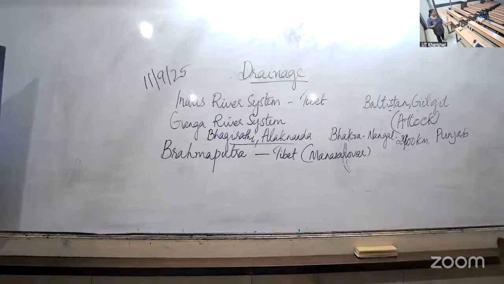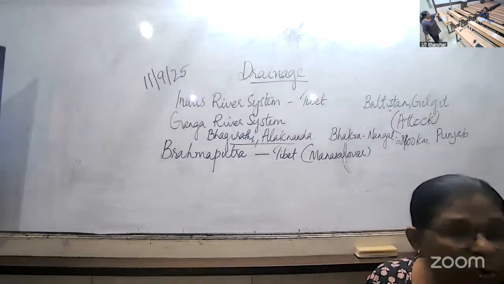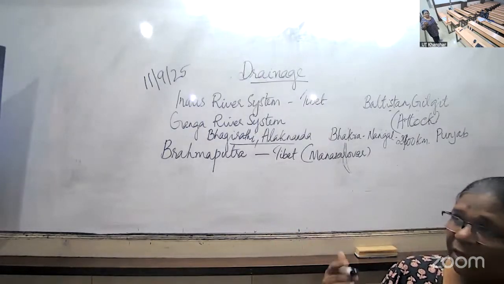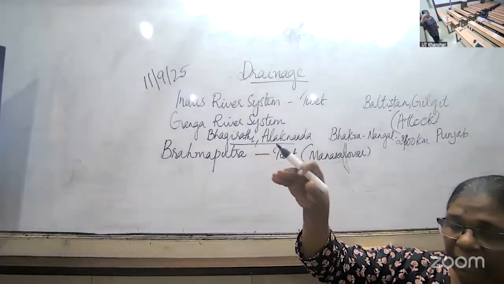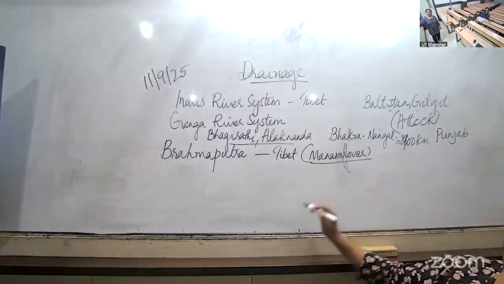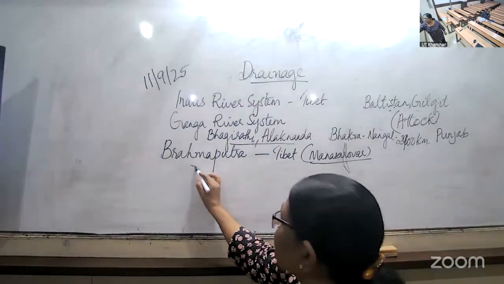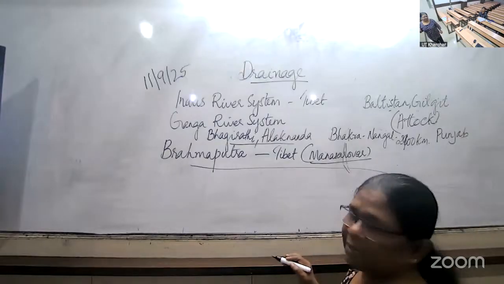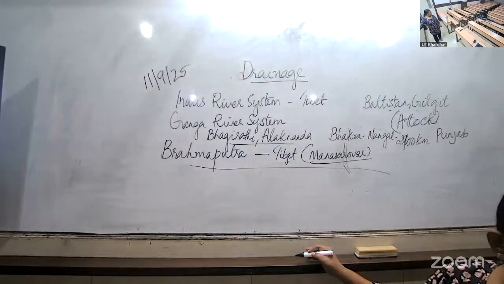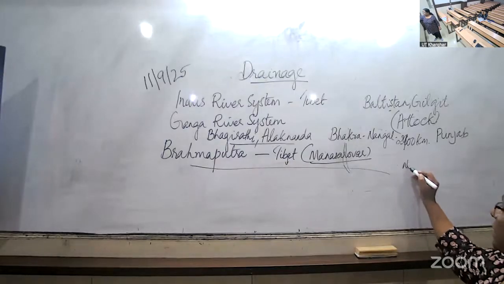Yes, wait. So, this river, Brahmaputra, originates from the part near where the glaciers are, where the Yamuna, the Ganga, and Indus originate. That Mansarovar part, it originates. Then what is happening? It is flowing parallel to the Himalayas. Most of the part is in Tibet. Understood? It is flowing parallel.